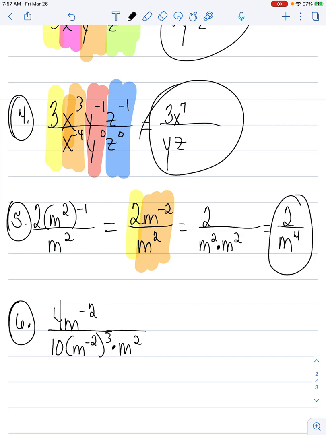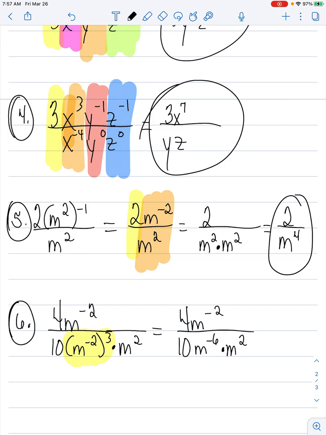So now that you've done your problem, I want you to check it. So I'm not going to do anything to the top just yet. Just leave that alone. So on the bottom, the first thing I notice is I can do the power rule right here. So that means keep the base, multiply the exponents. Negative 2 times positive 3 is negative 6.